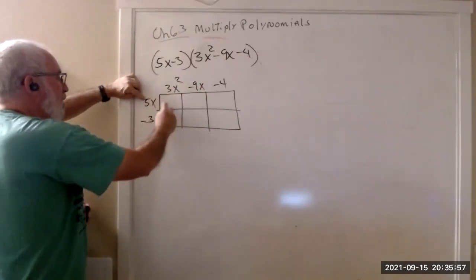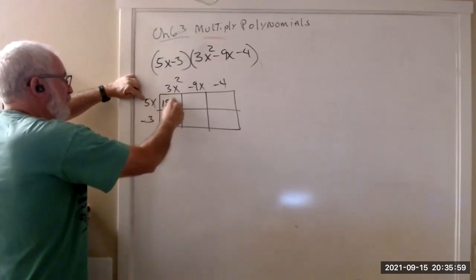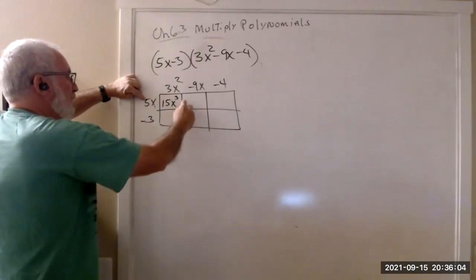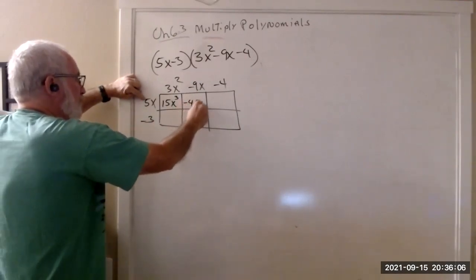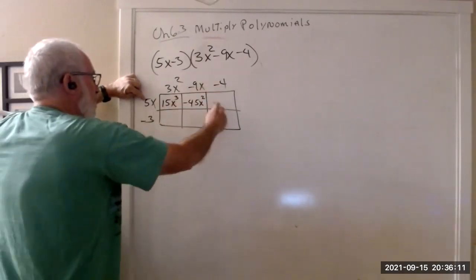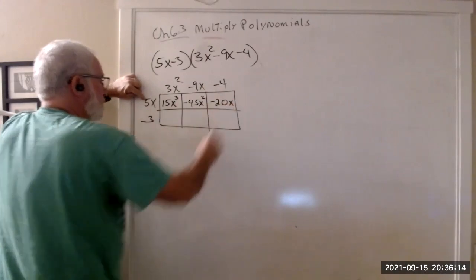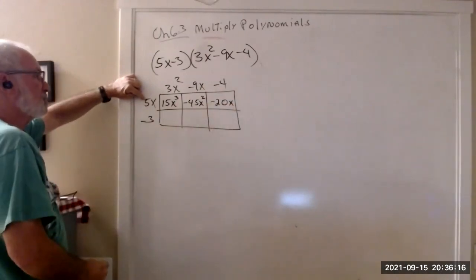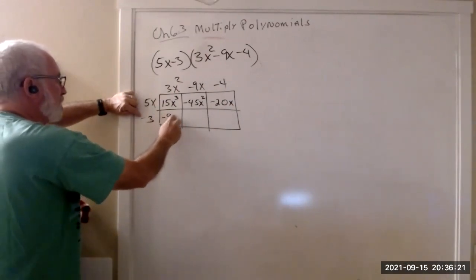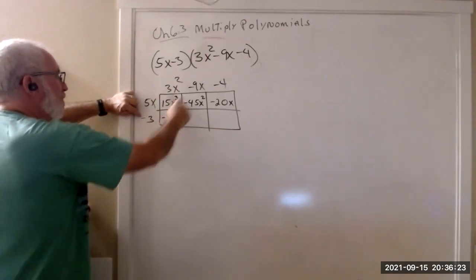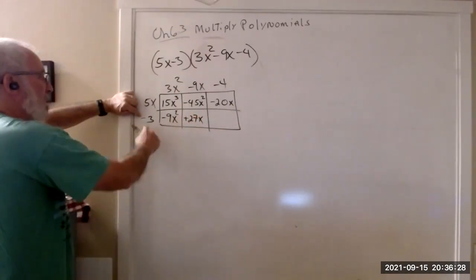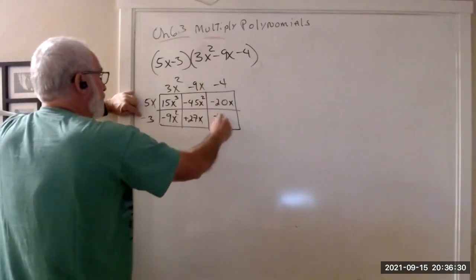5x times 3x squared is 15x to the third. 5x times minus 9x, I should have said, is minus 45x squared. 5x times minus 4 is minus 20x. Negative 3 times 3x squared is negative 9x squared. Negative 3 times negative 9 is positive 27x. And minus 3 times minus 4 is plus 12.